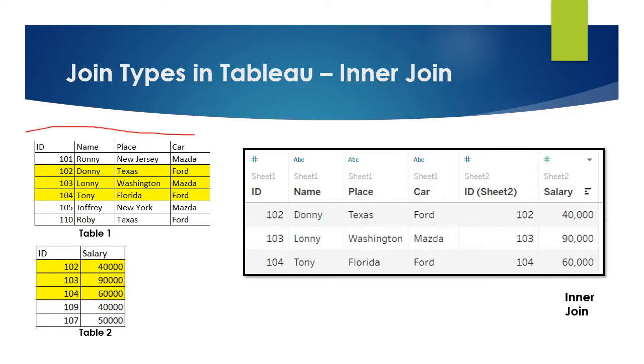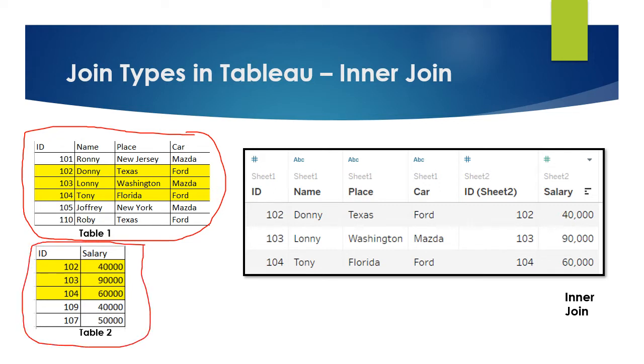We have table 1, which contains fields called ID, name, place, and car. The second table contains ID and salary. So what we are doing is creating an inner join based on the unique field, which is ID. If we were to create an inner join in Tableau, the data that it would show is the common data. The common ID fields between these two data sets are going to be shown in your data.